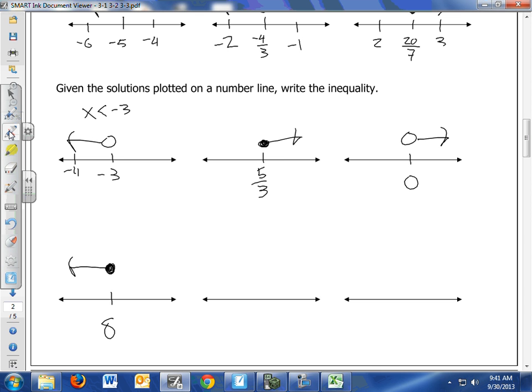Mr. Miller? Yeah. If you say it from left to right, you can read this from right to left. X is less than negative 3. Okay? I want you guys to write these statements, and you can use X every time, but I want you to write it both ways, from left to right and from right to left. So this is left to right, this is right to left. Either way is an acceptable answer on a quiz or on a test.